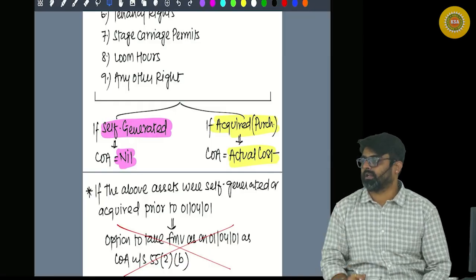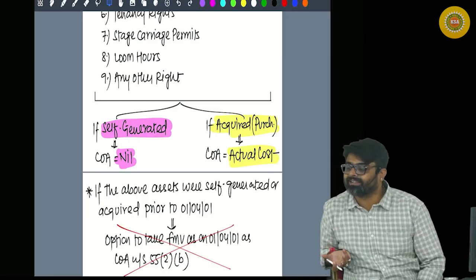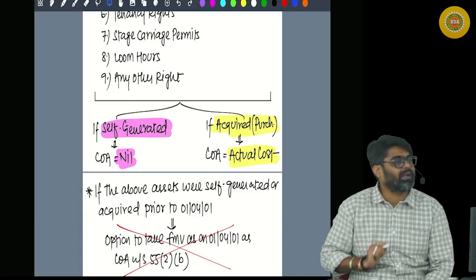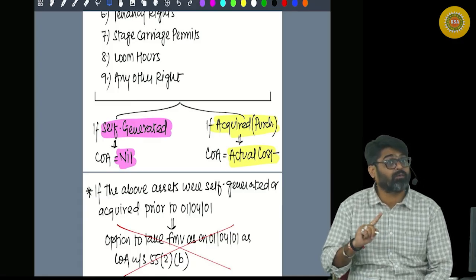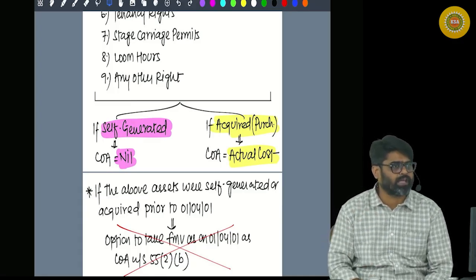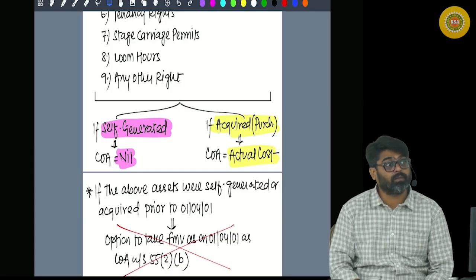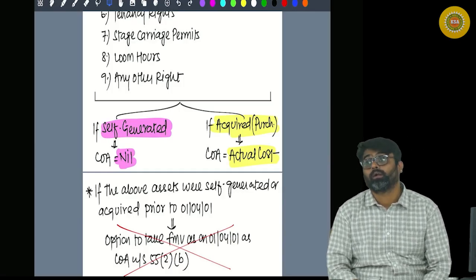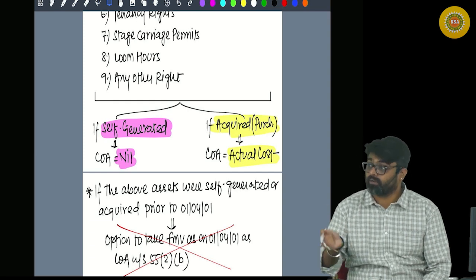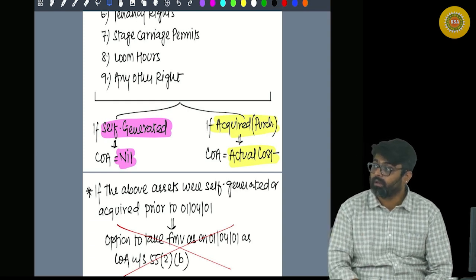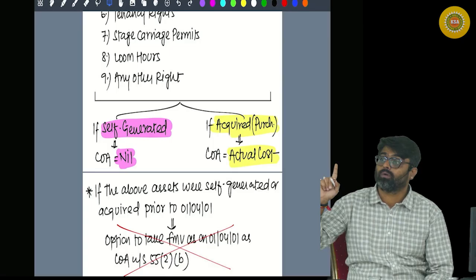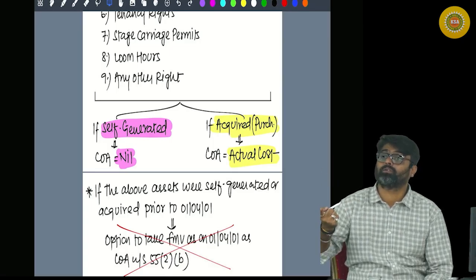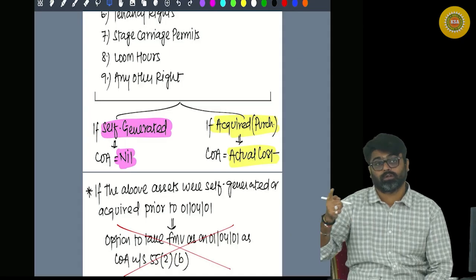Now next question: should I take the indexation or should I not take the indexation? And what will be my resulting capital gain? For that, I will have to check the period of holding. But the period of holding will be the old period of holding or the new period of holding, depending on the date of transfer. The date of transfer will be given in the question. If that date of transfer is prior to 23rd July, I will check 36 months or 24 months.